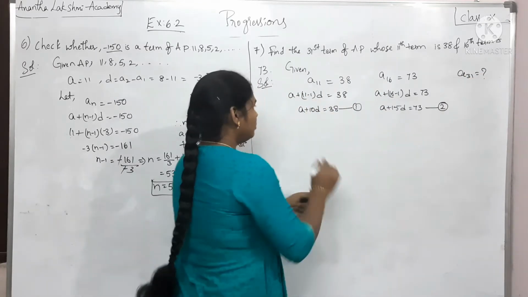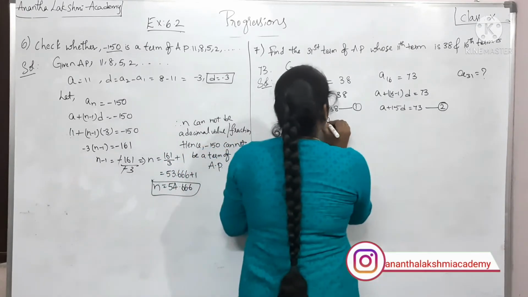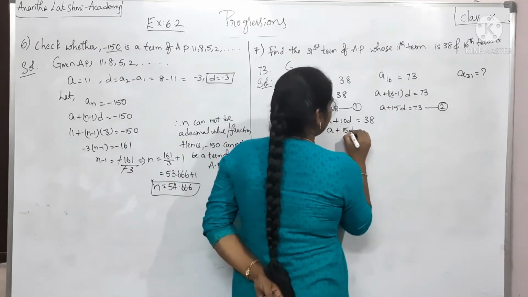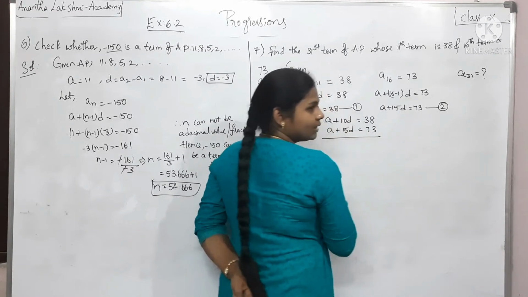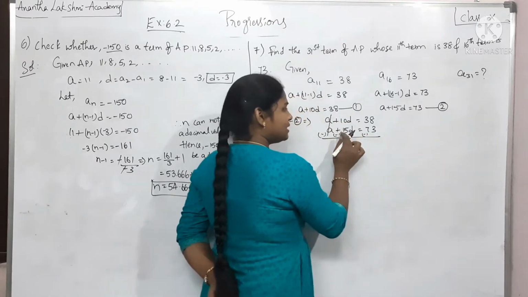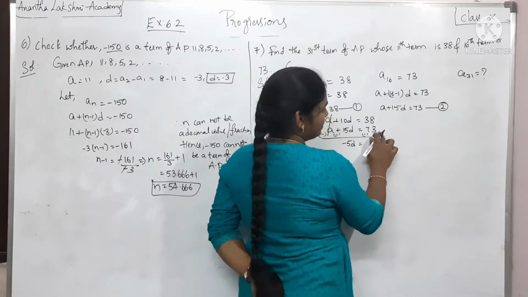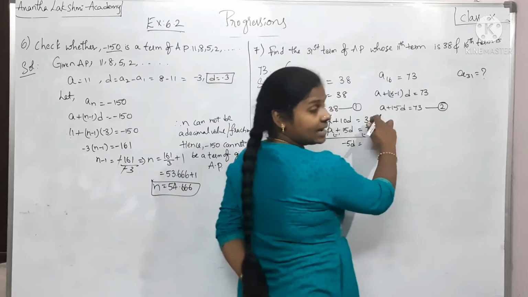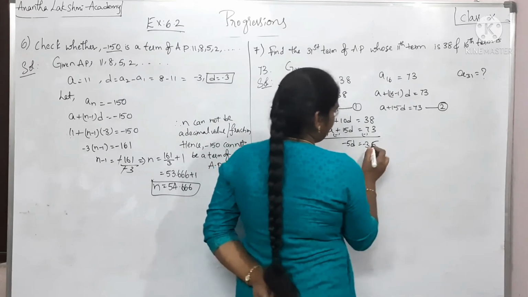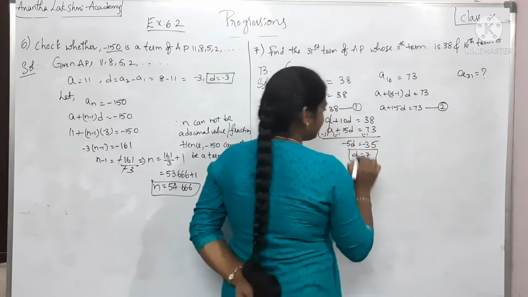How do we solve 1 and 2? I'm going to subtract 2 from 1. A plus 10D is equal to 38. A plus 15D is equal to 73. Now, as I'm doing a subtraction, the signs get changed. A gets cancelled. Minus 15 plus 10 is minus 5D is equal to 38 minus 73, which is minus 35. So D is equal to 35 by 5, which is 7.